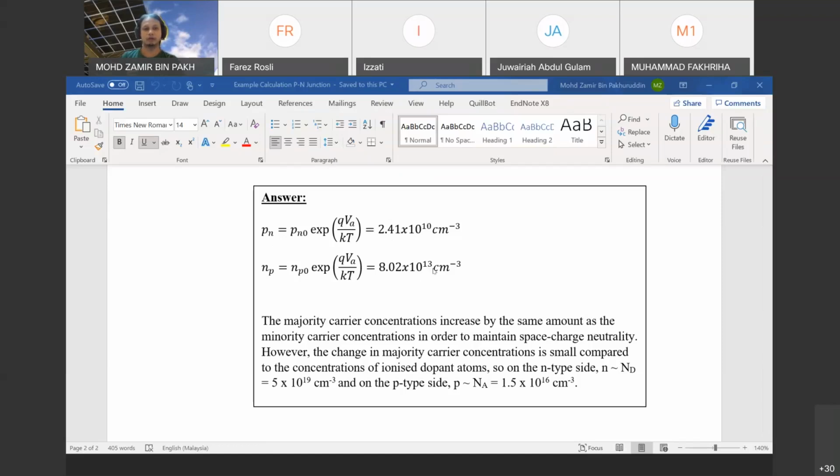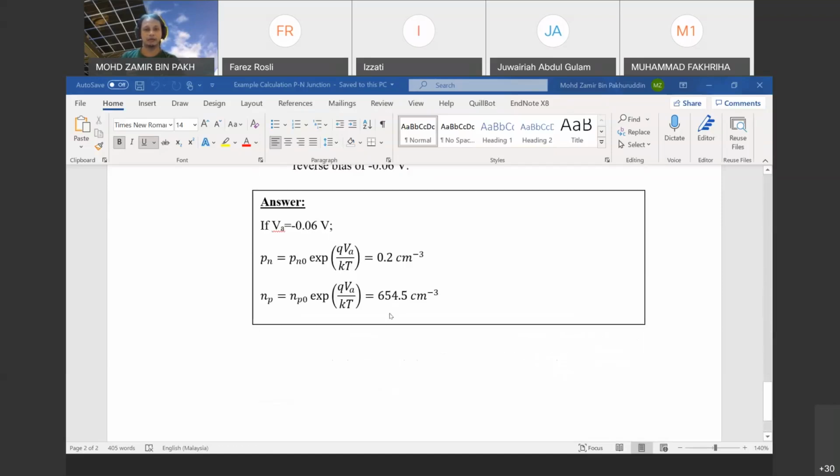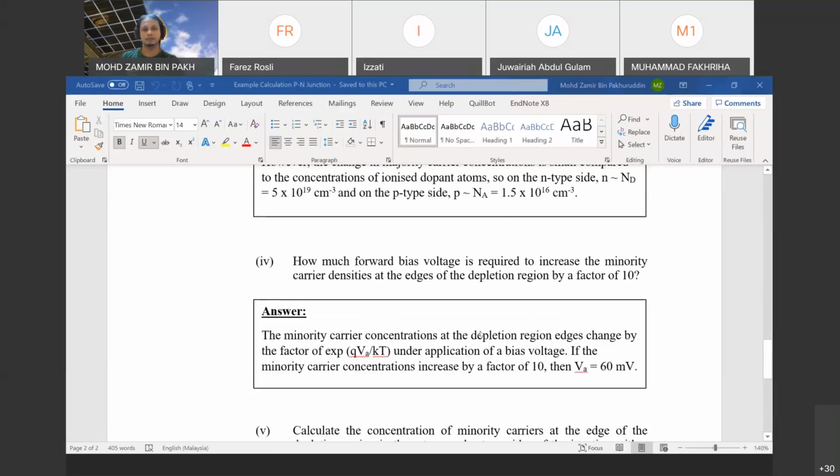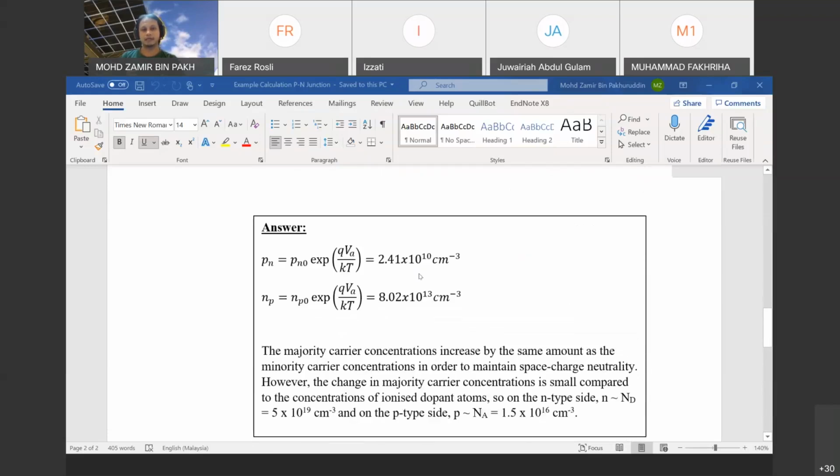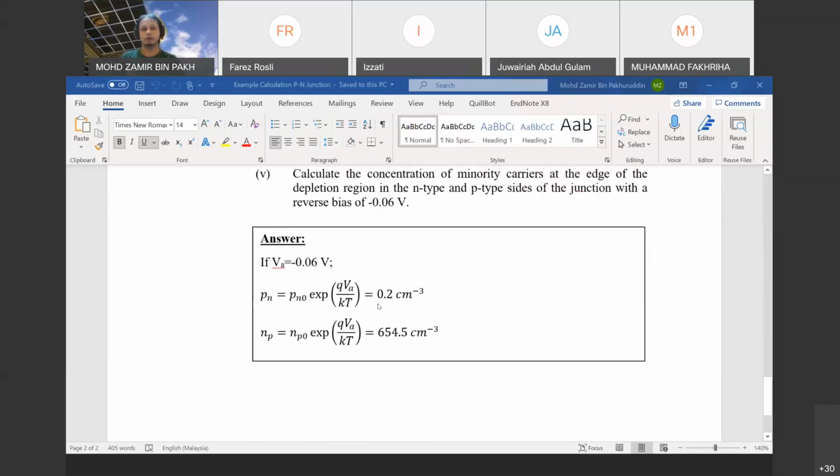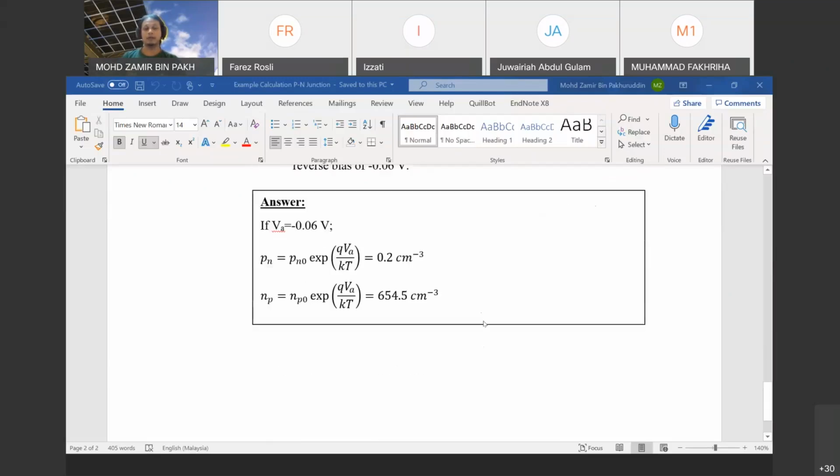Forward bias 0.6. If you reverse bias, look at the value now. The Pn, forward bias 10 to the 10, now becomes 0.2 in reverse bias of 0.06, and the Np goes down to 650. So whenever you've got your answers, you also have to check with the fundamentals, whether it makes sense or not.